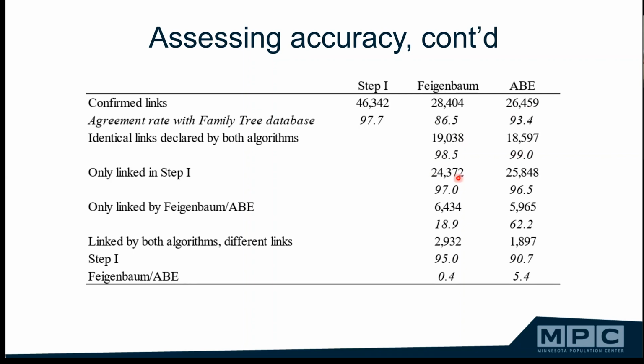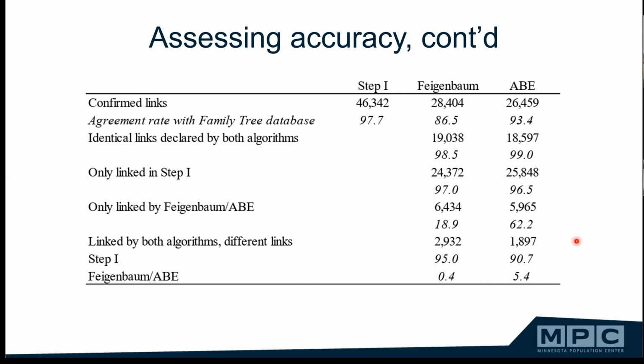The cases where only we link them, so in 24,000 cases, it's 97% correct compared to the ABE. When only the Feigenbaum or the ABE method links them, you can see that the agreement rate with the FamilySearch database is considerably lower. So what we learned from this is that if we're overlapping, we're both right.